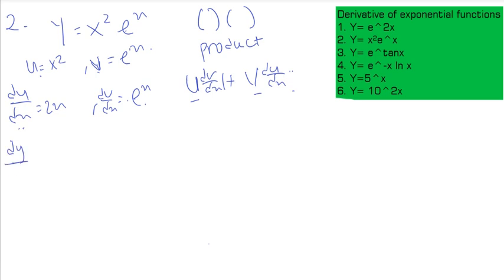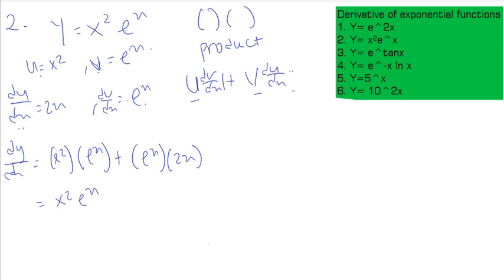So that means our dy/dx is equal to u, which is x squared, multiplied by dv/dx, which is e to the power of x, plus v, which is e to the power of x, multiplied by du/dx, which is 2x, right? So we're going to have x squared e to the power of x plus 2x e to the power of x. This could be your answer, but e^x is common, so let us factorize it out. So we have e^x (x squared plus 2x), and this is our final answer for question 2.